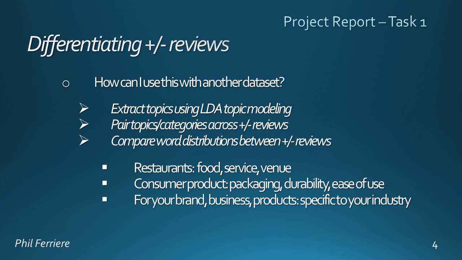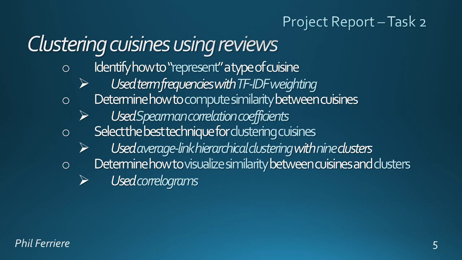The objective of the second assignment was to find the best way to represent the cuisine using review text data, so that similar cuisines could be grouped together. Using term frequencies with TF-IDF weighting and Spearman correlation coefficients, I was able to extract meaningful groups of cuisines. To create clusters, I used average length hierarchical clustering with 9 clusters.